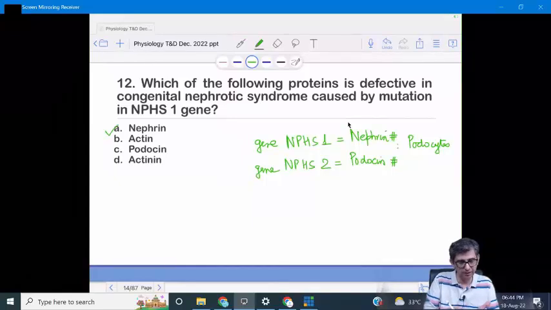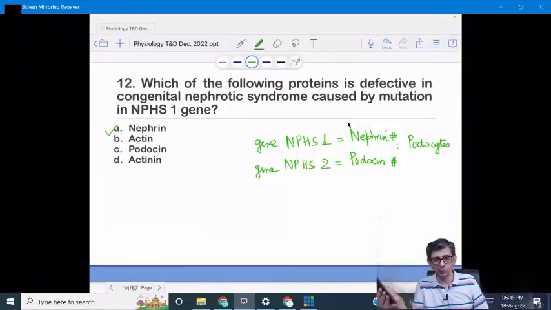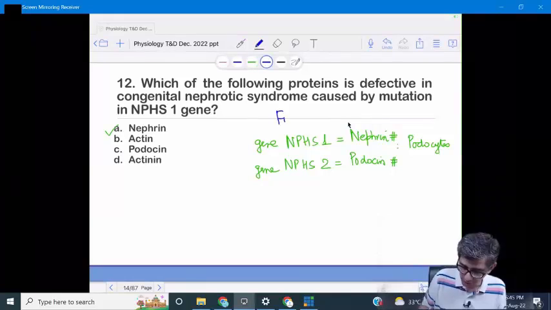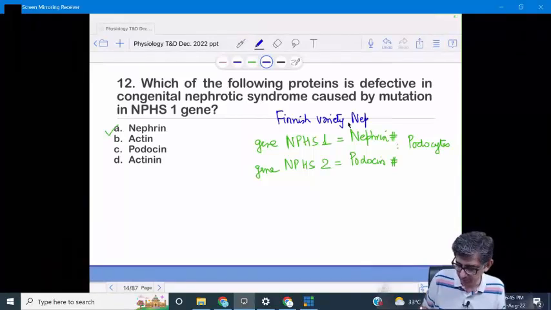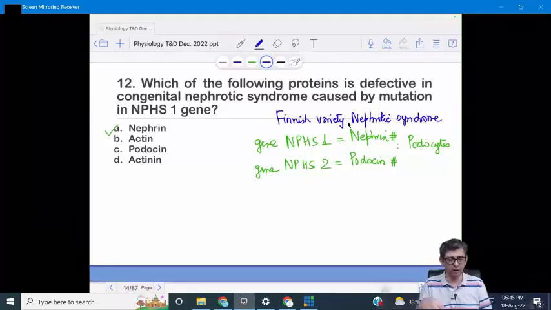Yes. The answer to question number 12 is option number A. N comes before P, so that's how you remember: nephrin for NPHS1 and podocin for NPHS2. The alternative term that is used to describe the combination of these two defects is called the Finnish variety of nephrotic syndrome. Or instead of saying Finnish variety of nephrotic syndrome, we might even use the word congenital nephrotic syndrome.